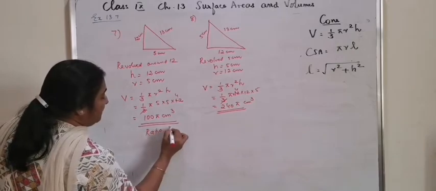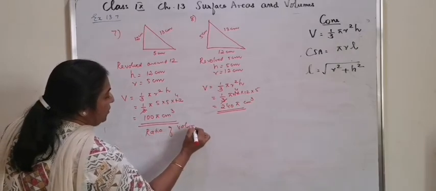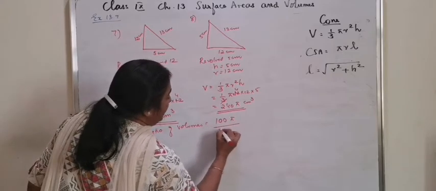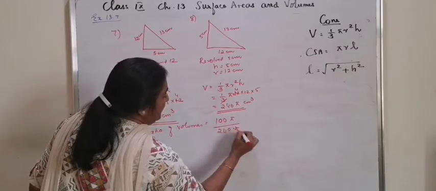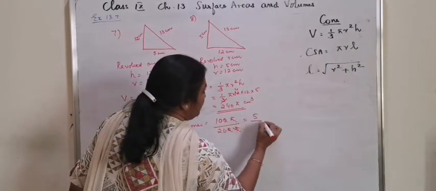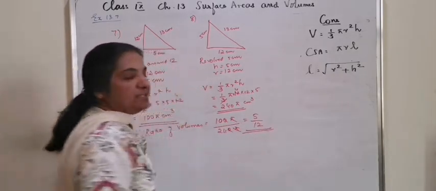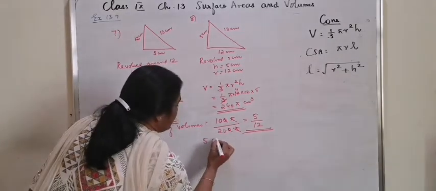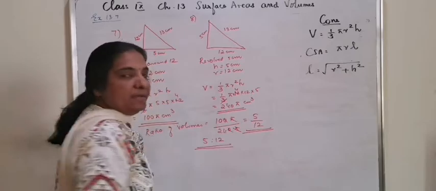Now the ratio of the volumes. Ratio of volumes is equal to 100 pi divided by 240 pi. Pi gets cancelled. 10 by 24, or it is 5 by 12. It's a ratio 5 is to 12, and the ratio doesn't have a unit. The answer is 5 is to 12.